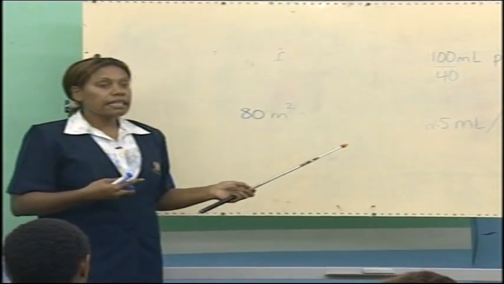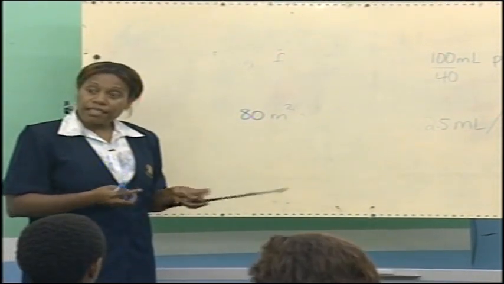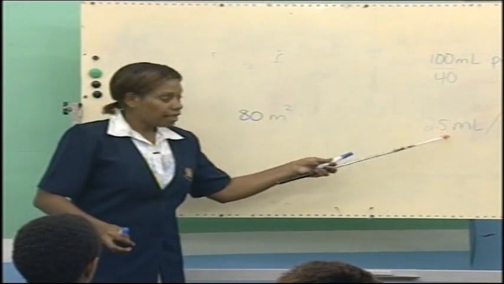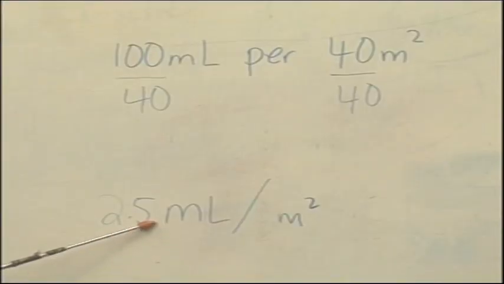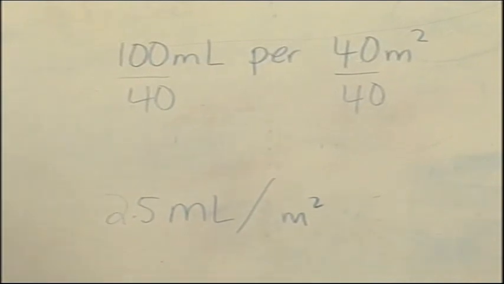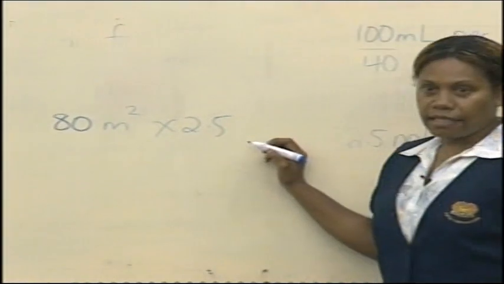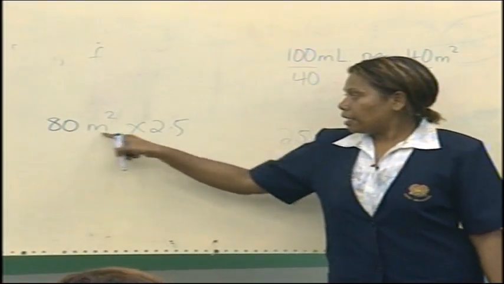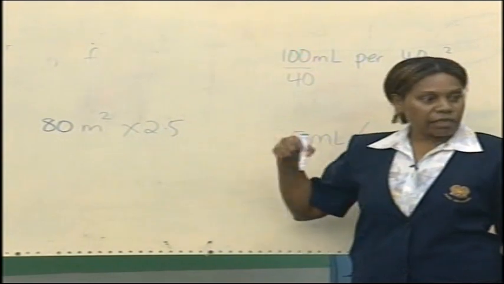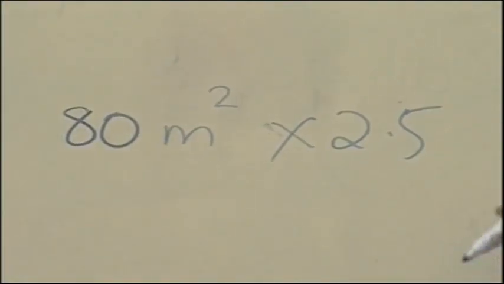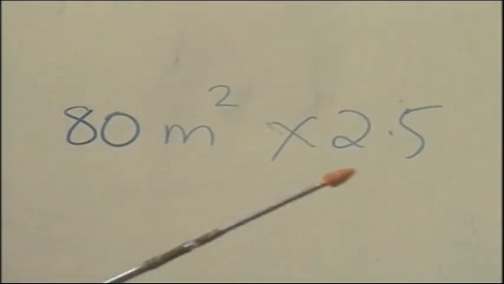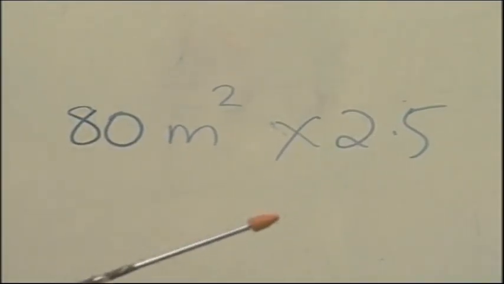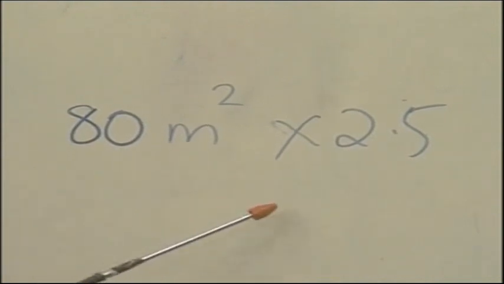$80 times 2.5, class. 80 times 2.5 milliliters. All right? So I multiply by this, and then that will give my answer, how much polish I will need to polish this 80 square meters. So calculate, what's 80 times 2.5?